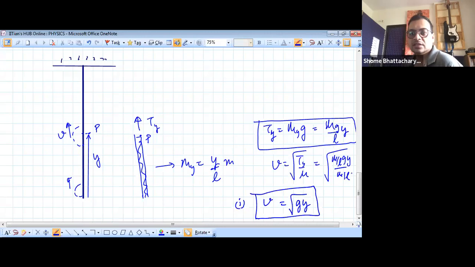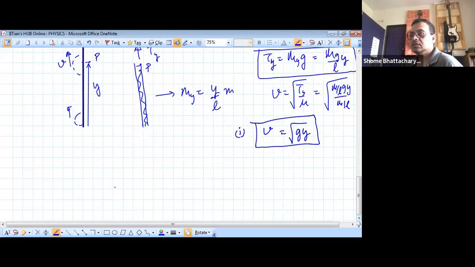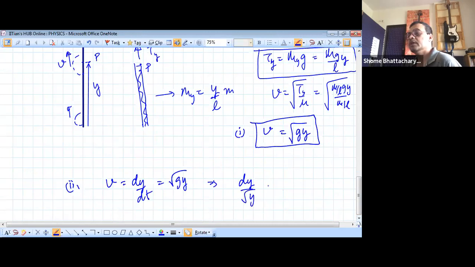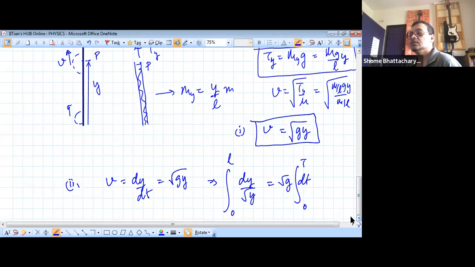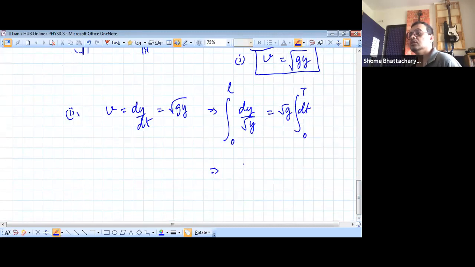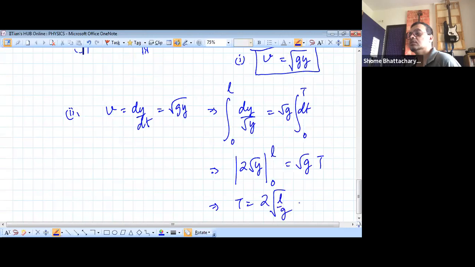Yes, so Ashish, that's correct, and Ganesh, that's correct. Then secondly, you have to see that as the pulse is traveling, the speed is nothing but dy by dt, the vertically upward velocity. So that is root of gy. So dy upon root y is square root of g dt. Integrate this from 0 to whatever time, as your y coordinate is changing from 0 to L. So that's it now. It's very simple. This is 2 times root y going from 0 to L, equal to square root g into t. So your time is 2 times square root of L by g.